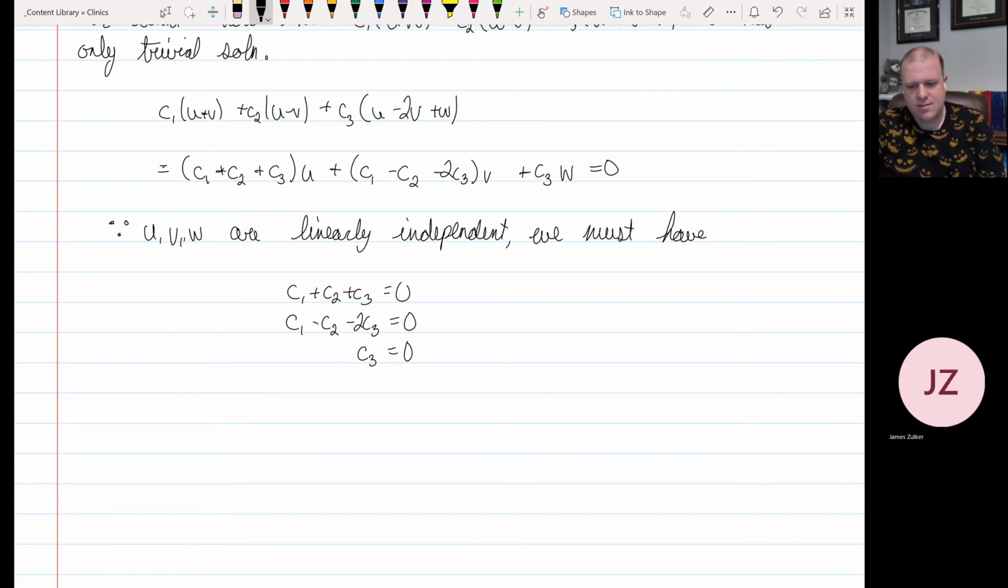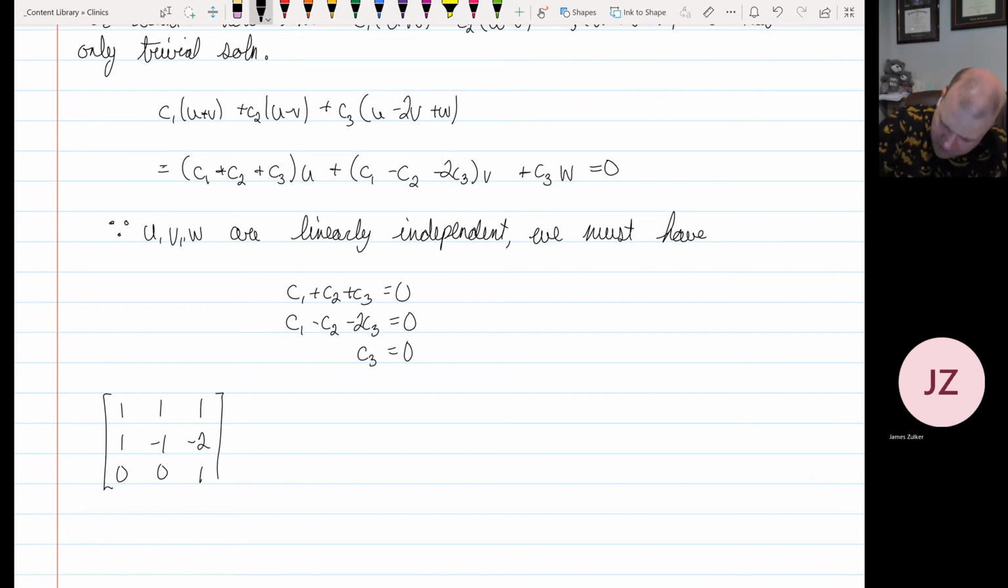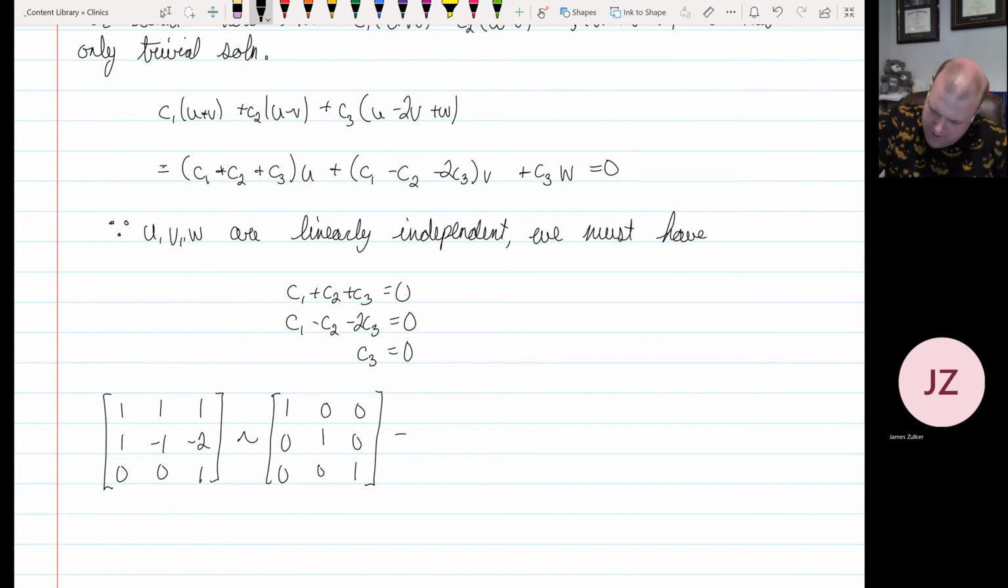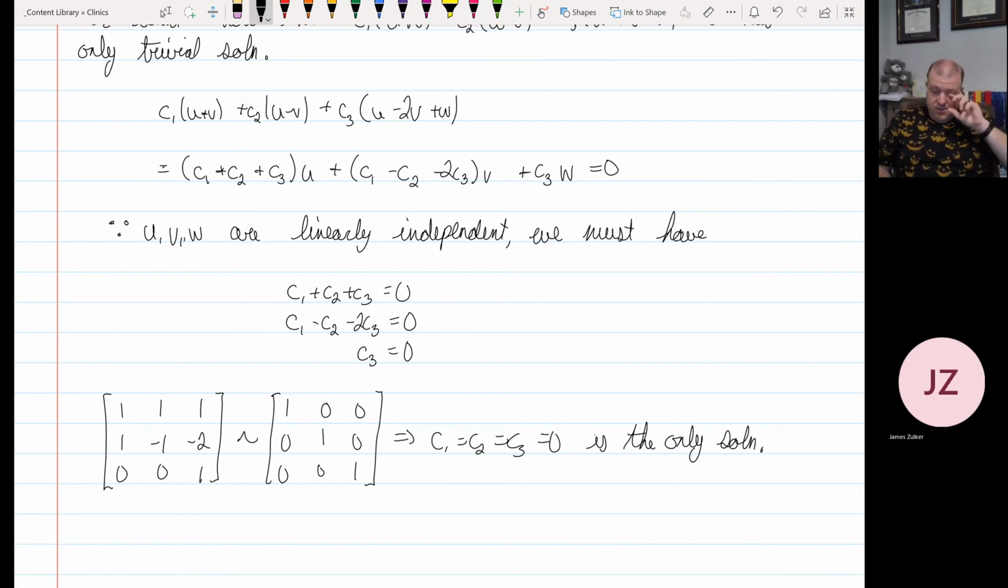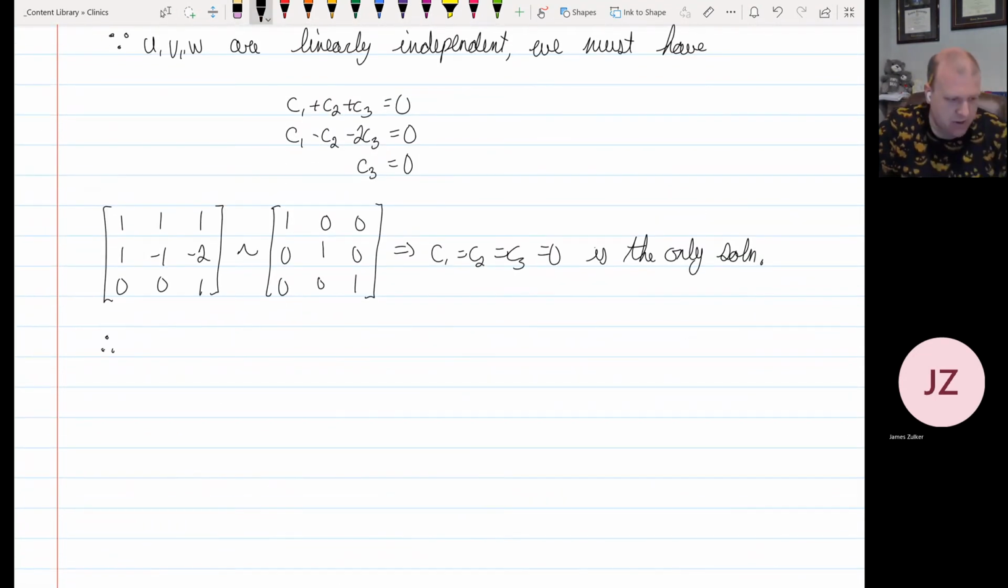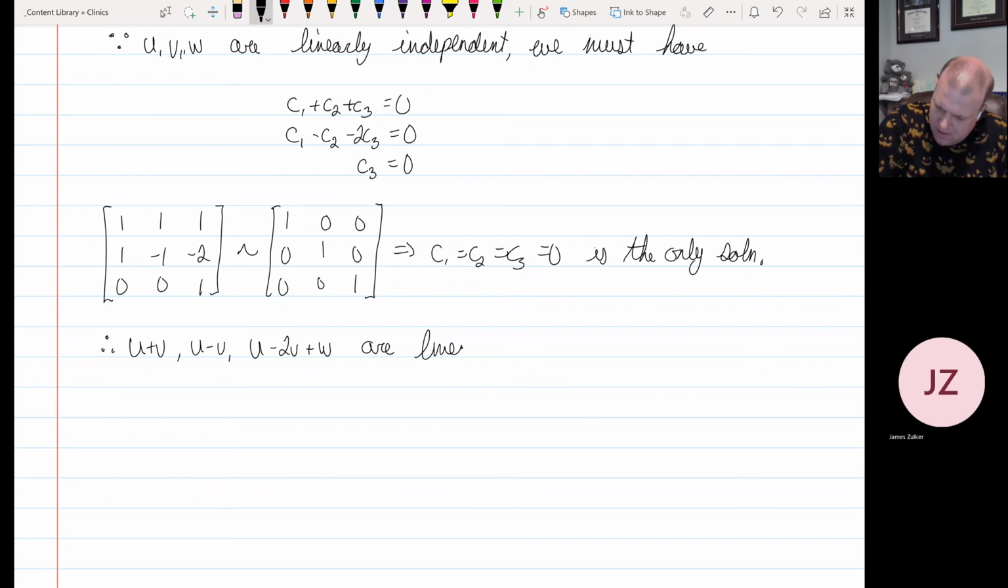Let's solve this system. Okay, so we set up our coefficient matrix, looks like this. Row reduce it. And we get the 3 by 3 identity. This means that C1 equals C2 equals C3 equals 0 is the only solution. So we're done. We must have u plus v, u minus v, u minus 2v plus w are linearly independent, right? We got only the trivial solution.